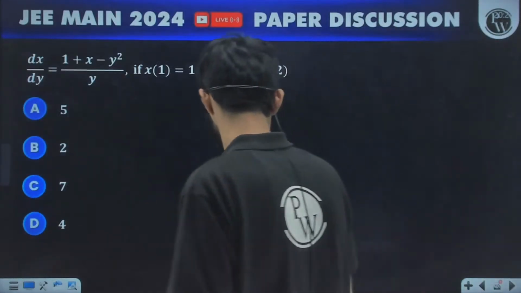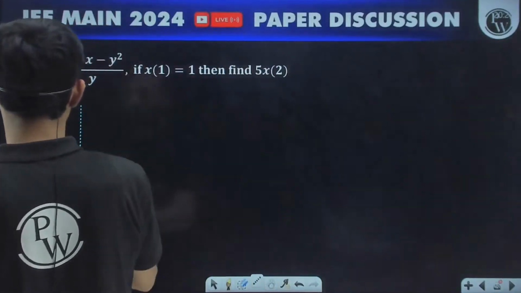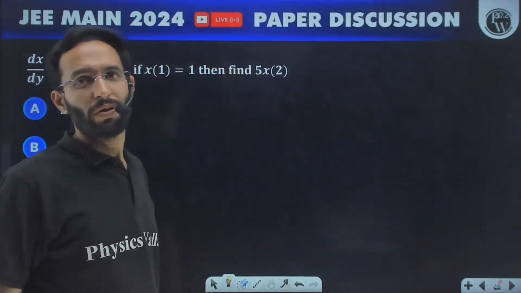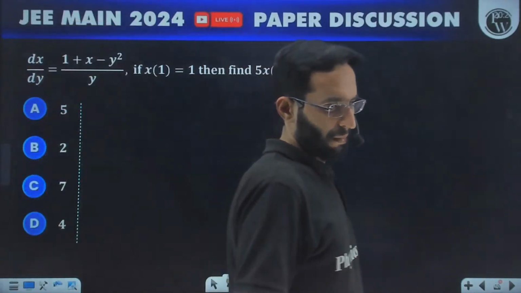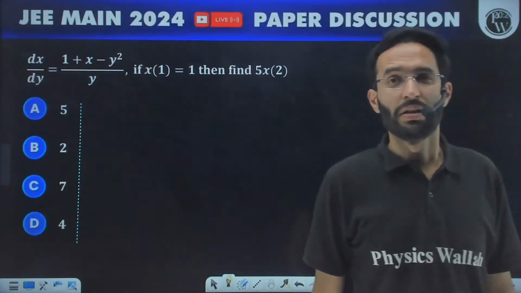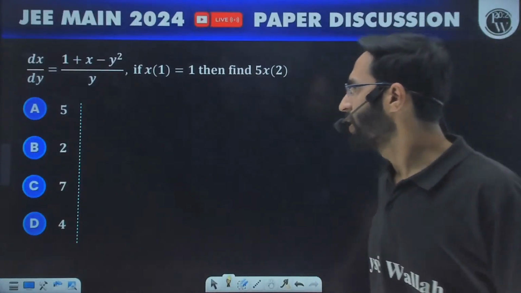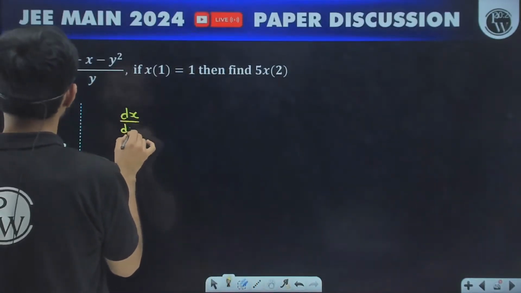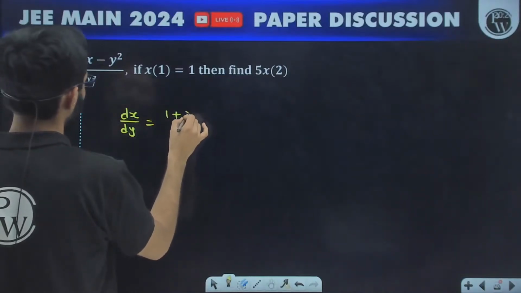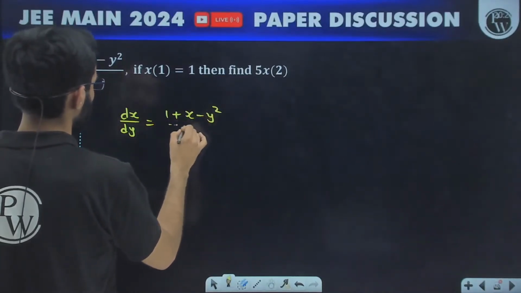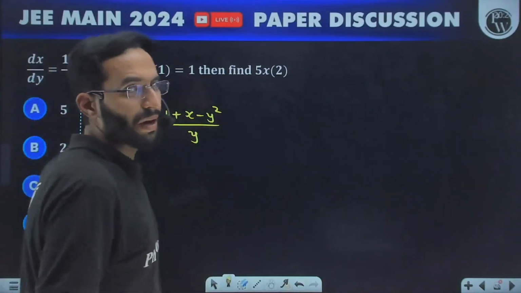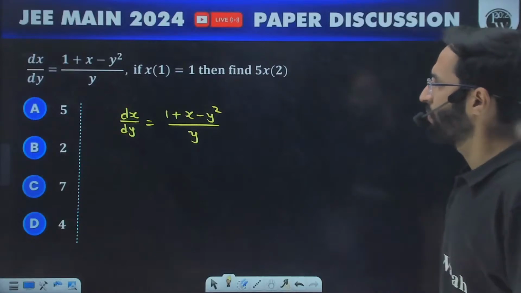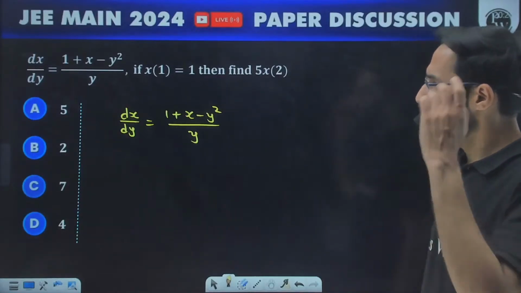Next question. This is a question from differential equation, everyone. Now see over here. If dx by dy is equal to 1 plus x minus y square upon y, if x of 1 is equal to 1, then find 5 times x of 2.